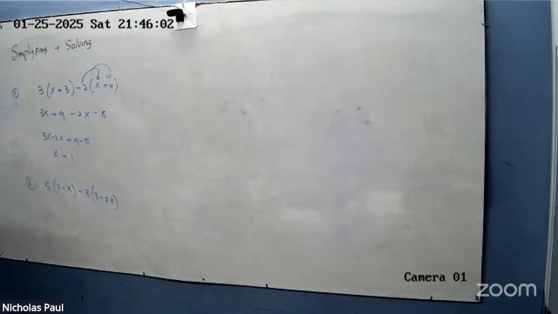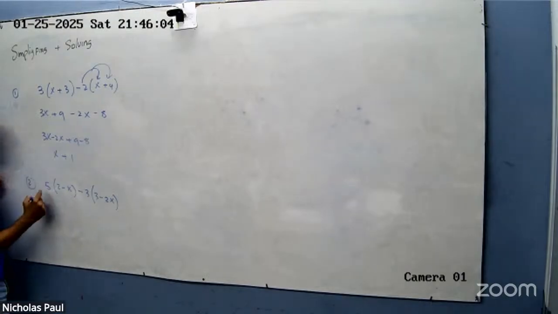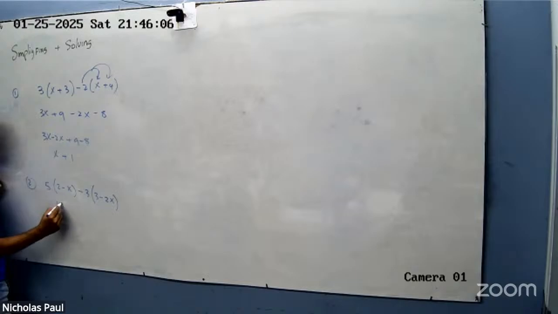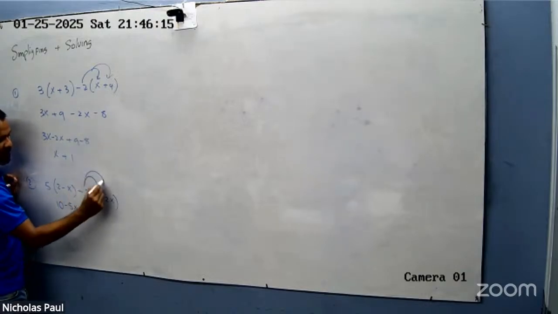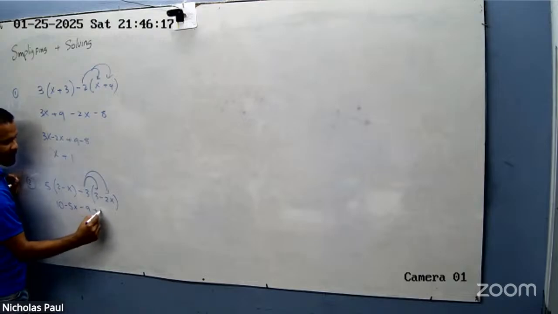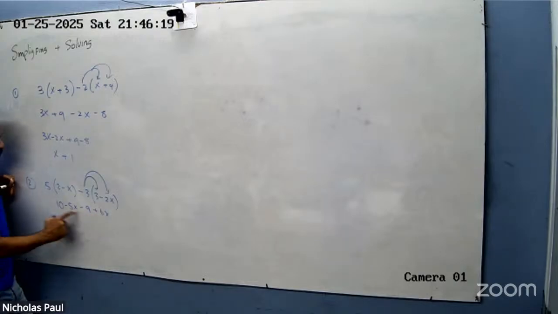Right. So let's multiply this out. 5 by 2, 5 by minus x. Here, minus 3 by 3, that's minus 9. Minus 3 by minus 2x is plus 6x. Then bring the numbers together.